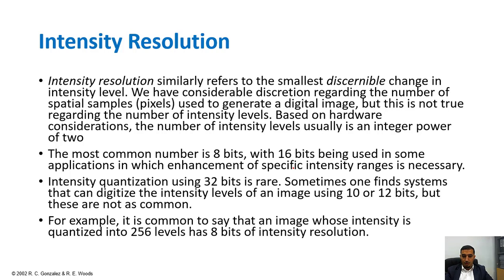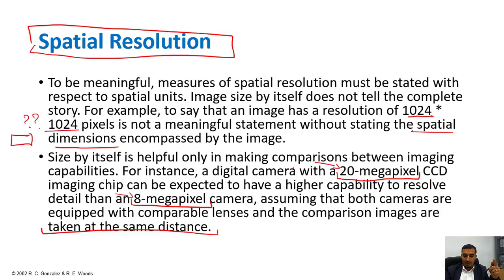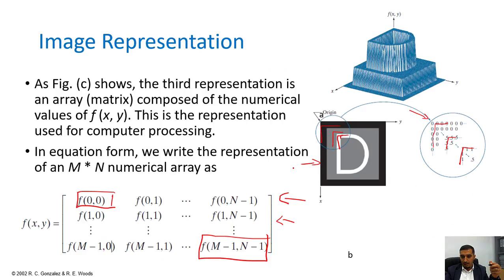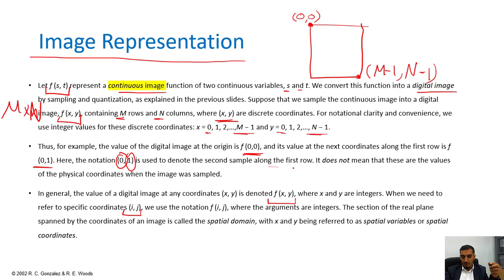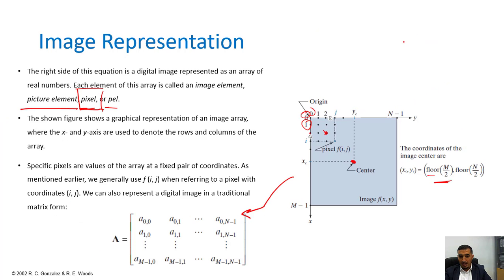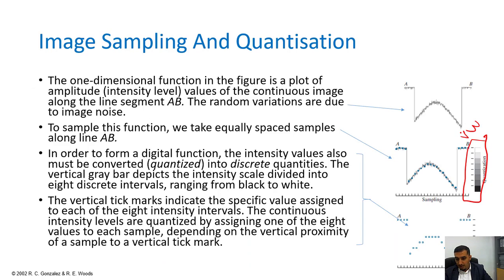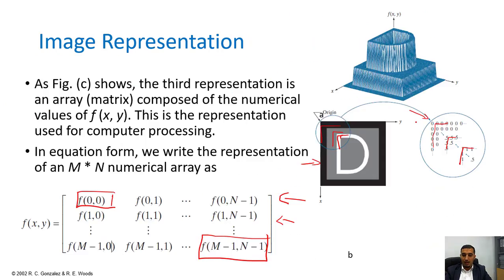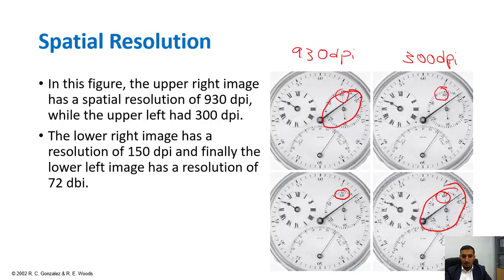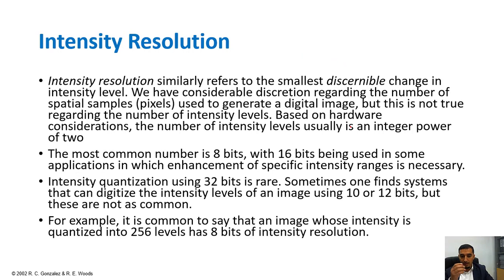Then we have intensity resolution. Intensity resolution is how many levels you are going to give inside the image. If I go back a little bit, when we were talking about images, we said that the image is M by N, which is the spatial resolution, and here we have the intensity resolution. Higher intensity resolution means you are going to have more colors or more values for the colors in your image.